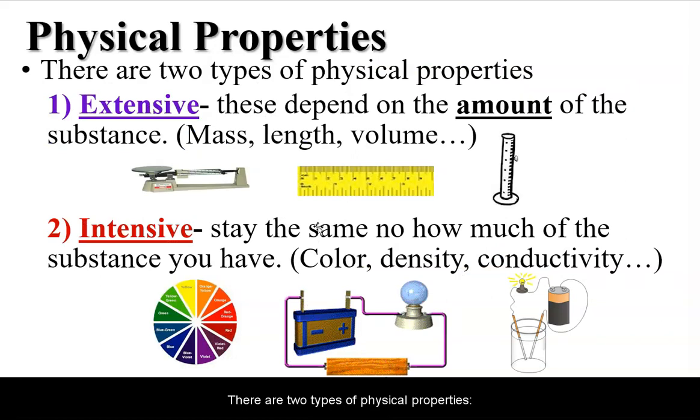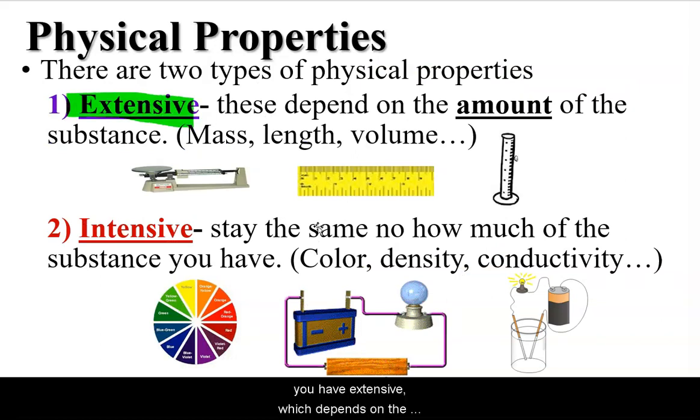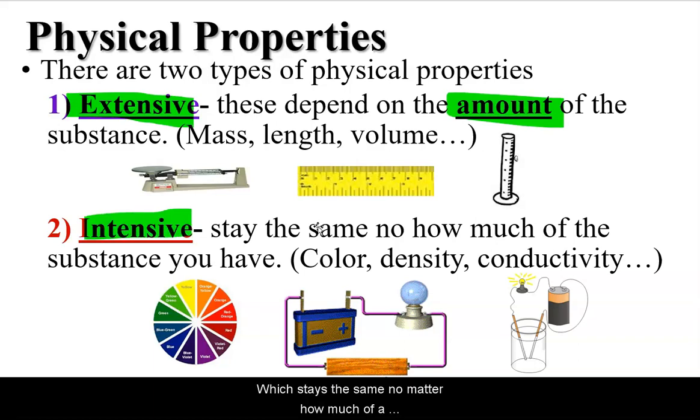There are two types of physical properties. You have extensive, which depends on the amount of substance, so your mass, length, and volume, or intensive, which stays the same no matter how much of a substance you have. This includes color, density, and conductivity.